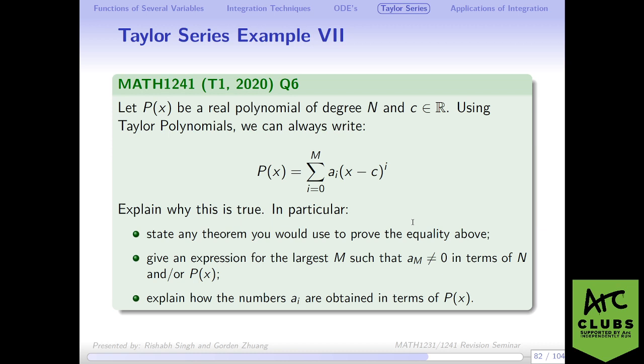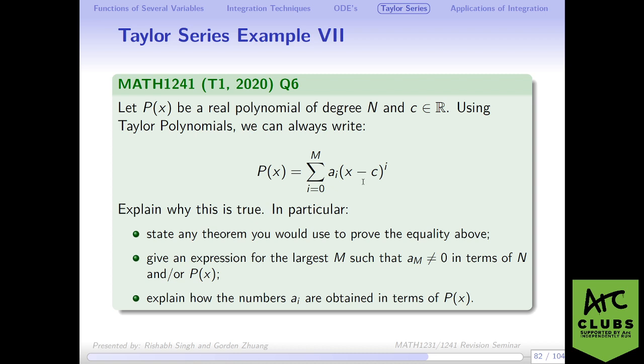So this was an example from last term. Hopefully some of you doing 1241 will have had a look at this since it's on Maple. So we have some polynomial of degree n. Using Taylor polynomials, we can always write it as this, which is a power series. So explain why we can express a polynomial in terms of a Taylor polynomial.